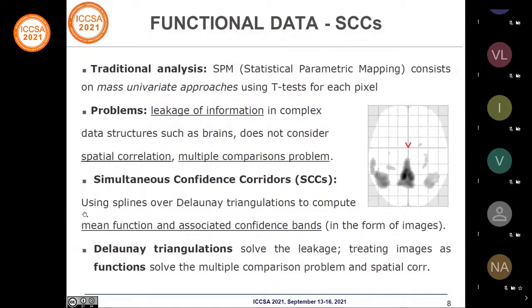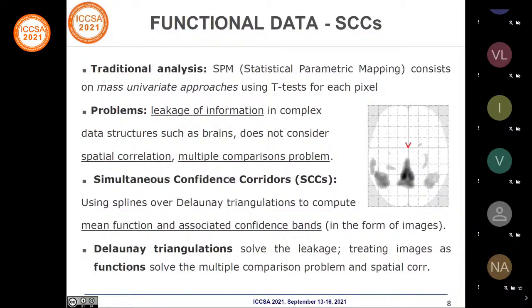First, we need a matrix in which we can do our measures or functional regressions. So we use bivariate splines over a Delaunay triangulation, which is something that I'm going to explain in the next slides. And then we compute the mean function and the associated confidence band in the form of images. This is going to be much easier to understand when we see the next slides.